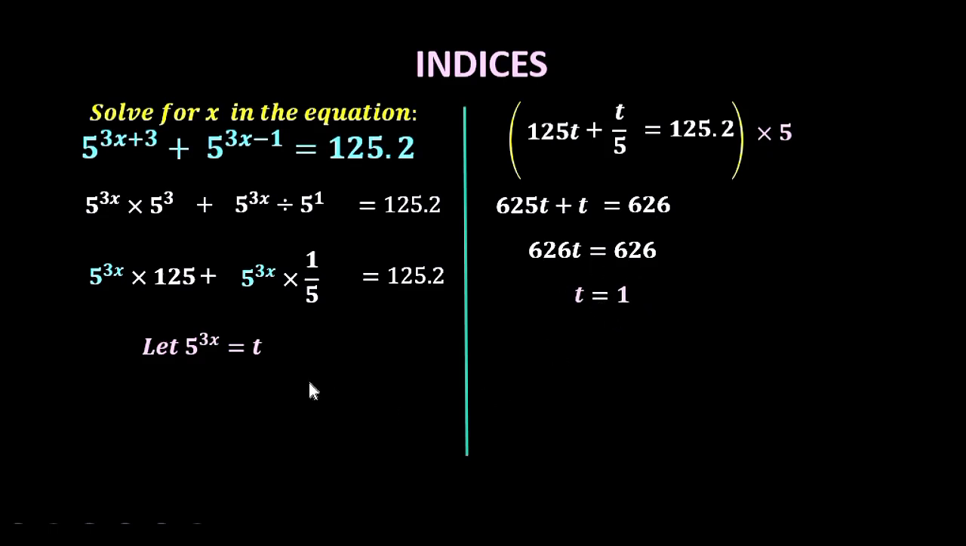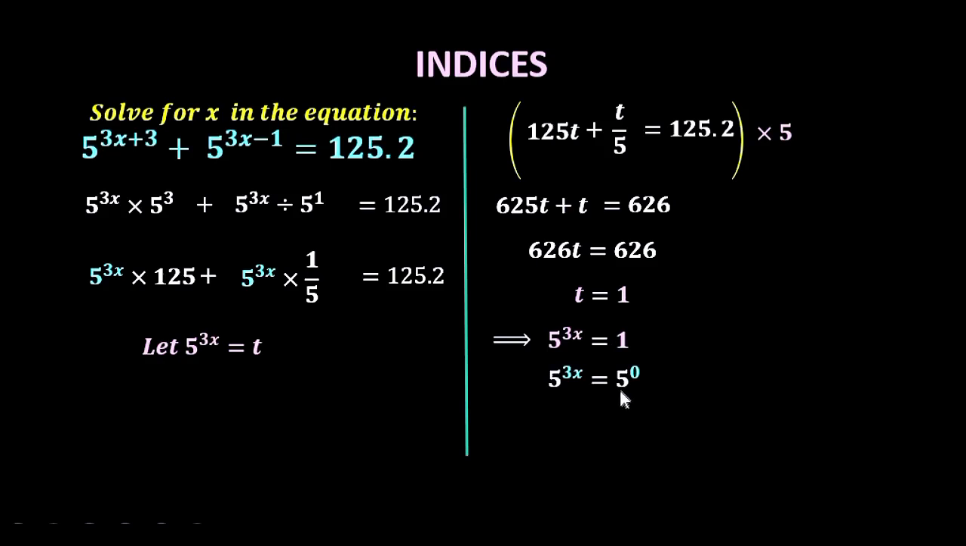At this point, 5 raised to 3x is equal to t will resurface. Remember, we had let t be 5 raised to 3x. So instead of saying t is equal to 1, we can say 5 raised to 3x is equal to 1. We also need to recall that a number raised to 0 is 1. So this equation here can be expressed as 5 raised to 3x is equal to 5 raised to 0. Remember, 5 raised to 0 is 1.